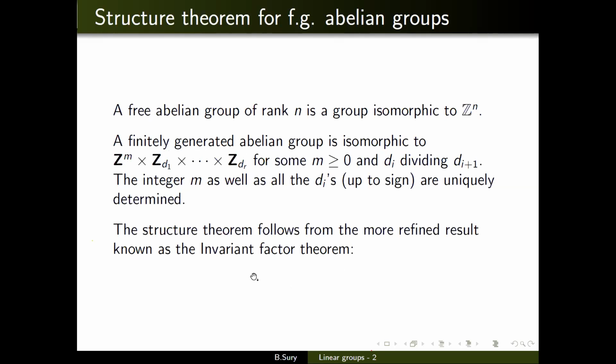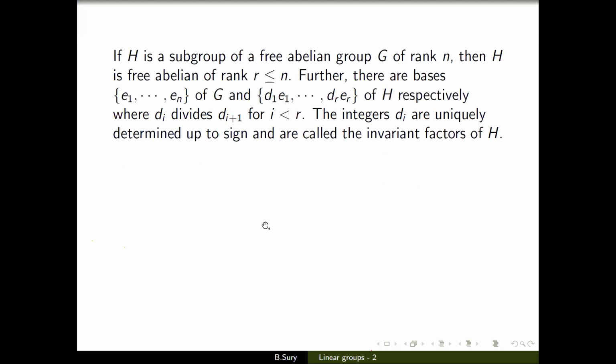The structure theorem follows, anyway. So what happens is, if you have a free abelian group of rank n, what does it mean? It means the group is isomorphic to Z to the power n, in which case, of course, n is uniquely determined. That's an easy exercise. And take any subgroup H of that. Automatically, H is isomorphic to Z to the power r for some r less than or equal to n. The first thing is, whenever you have a group isomorphic to Z to the power n, any subgroup is isomorphic to Z to the power r.